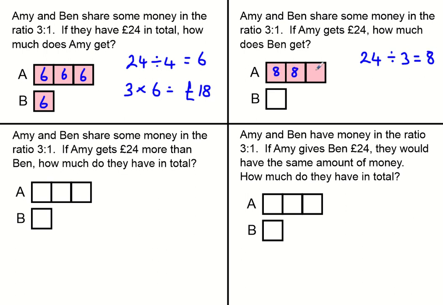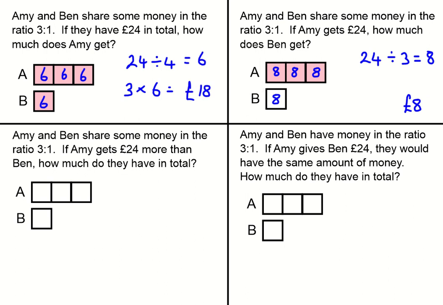The nice thing about these diagrams is that if you know that all of Amy's blocks are worth 8, so is Ben's. The blocks are always worth the same. So answering our question, how much does Ben get? Ben's got 1 block of £8, so Ben is getting just £8.